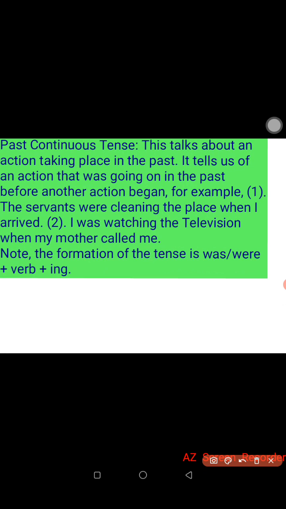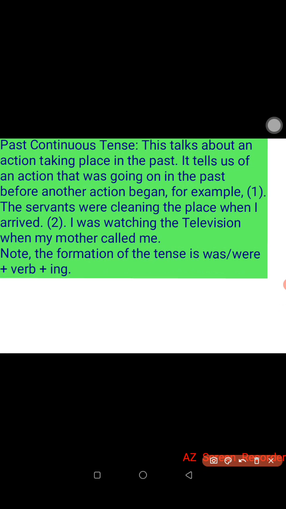They were doing it before, as in they did it before. And while they were doing it, I arrived. That is why we say the past continuous tense tells us of an action that was going on in the past before another action began.